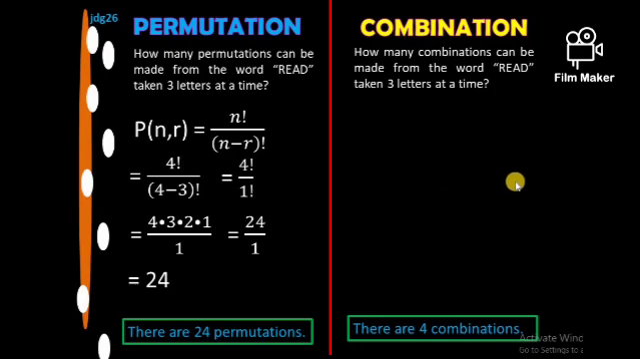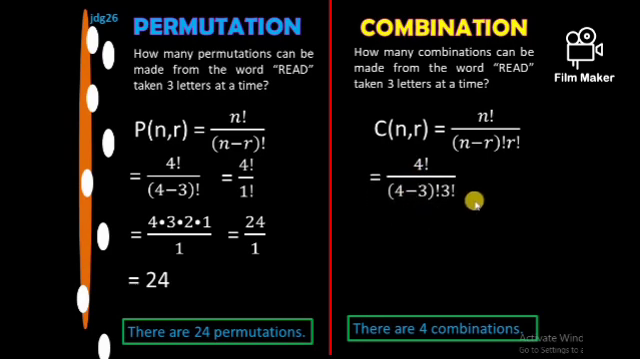Ano naman ang formula ng combination? We have the combination of n taken r at a time, n factorial divided by n minus r factorial times r factorial. So, kung titingnan nyo, natagdagan lang sa denominator yung formula ng permutation. Pagdating sa combination, meron na siyang additional na r factorial sa denominator. Now, substitute natin yung given. The same pa rin. Ang n natin ay letters ng word na read. So, we have 4. At ang r natin, taken 3 letters at a time.